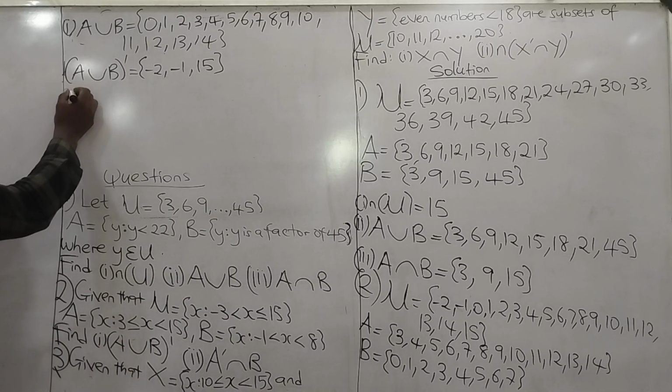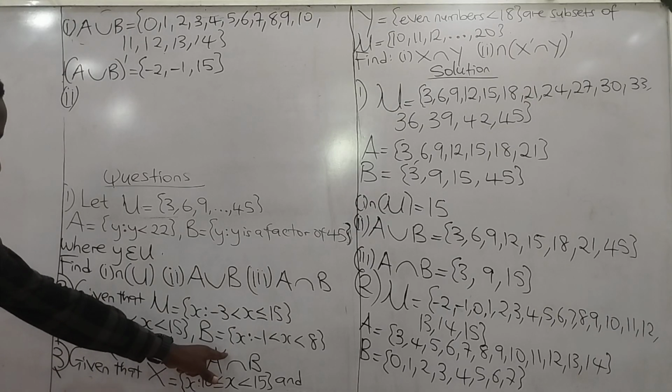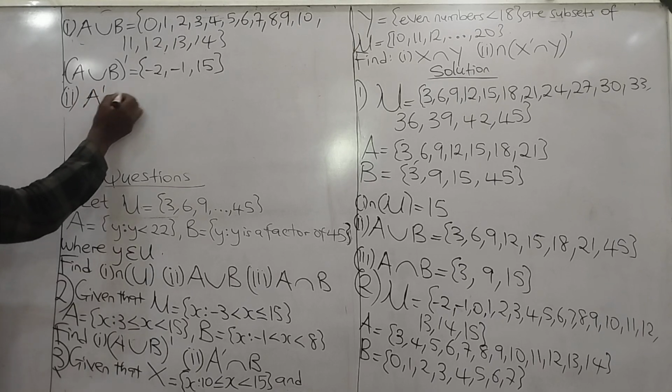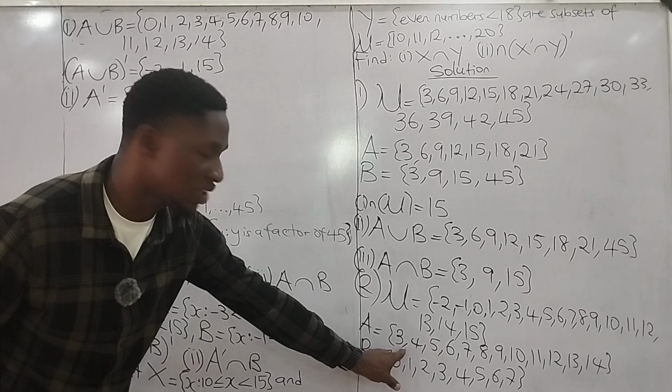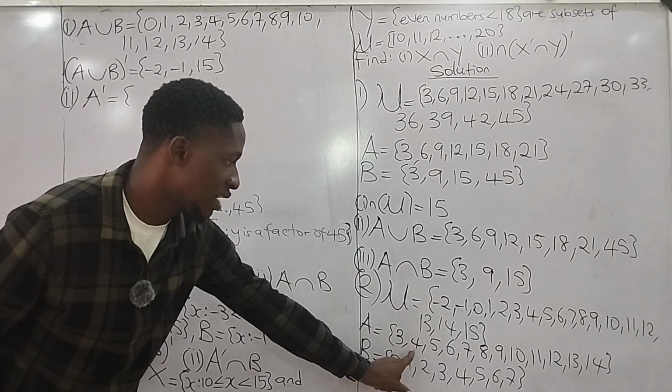Let's go to the second question, II. We have A complement. Let us get A complement first. A complement means what is in the universal set that is not in set A. So what are the elements that are universal that are not in A?